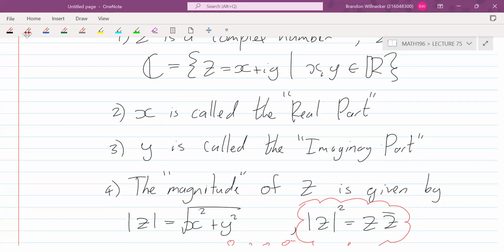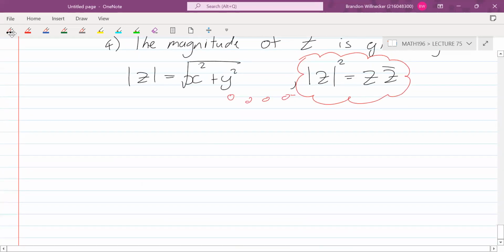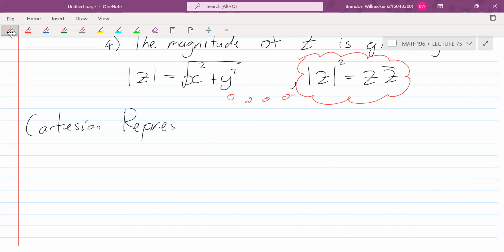Last thing for today is the representation of complex numbers. There are two representations that we're going to be looking at, the Cartesian form and the polar form. The polar form is also called the Euler form, but we're going to get to that later. So first, the Cartesian representation of C.